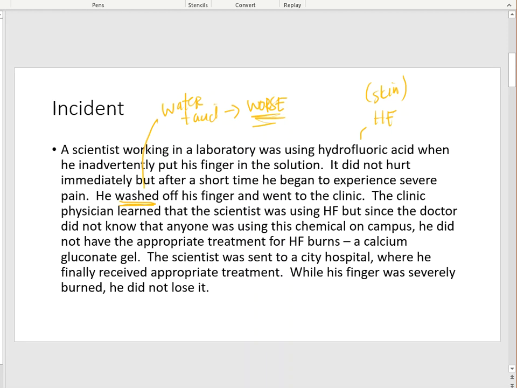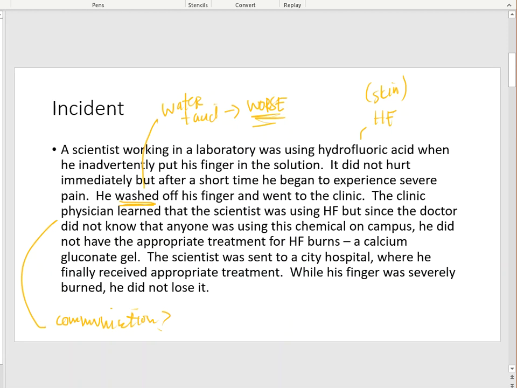The clinic physician learned that the scientist was using HF, but since the doctor didn't know that anyone was using this chemical on campus, he did not have the appropriate treatment for HF burns, which is a calcium gluconate gel. All right, so here's a problem, right? And this problem is communication. So how can we improve this communication on campus, right? We had HF on site. We had someone using HF in a laboratory. Apparently this was nothing new. And we had an incident with HF.